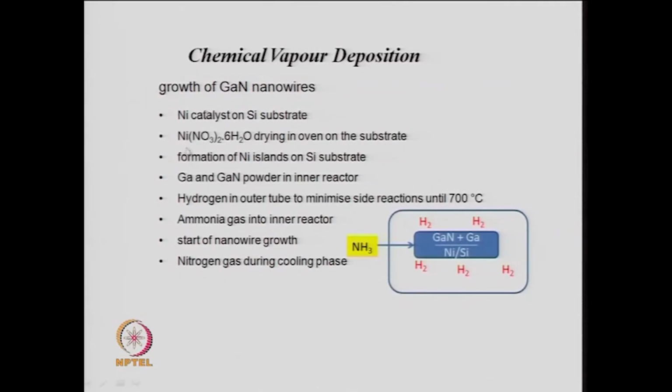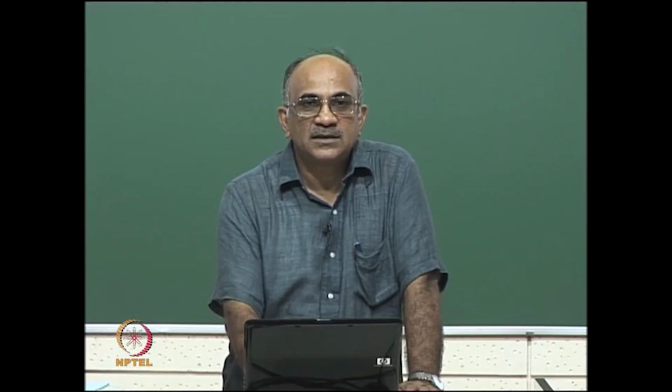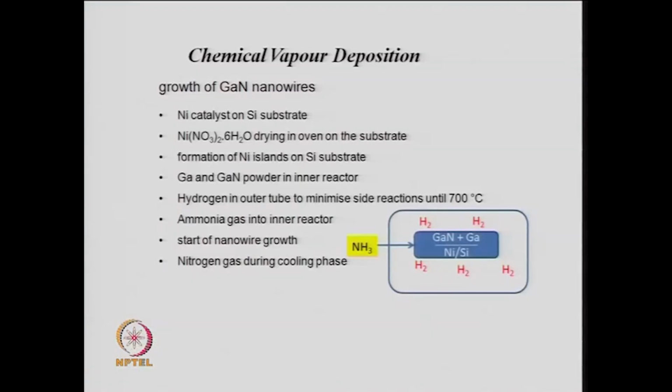So, an example is given here of the growth of gallium nitride nanowires. It is a very important semiconductor material, and it has a lot of applications in solid state lighting. So, gallium nitride nanowires are very important. Now, how this has been grown using the chemical vapor deposition technique is that you take a substrate, and your substrate here is a silicon substrate. You have to put a catalyst, and the catalyst here is nickel.